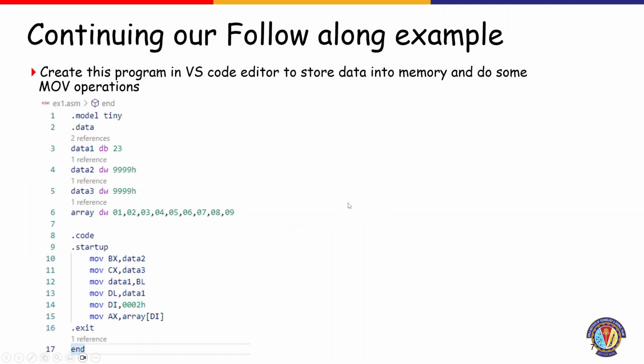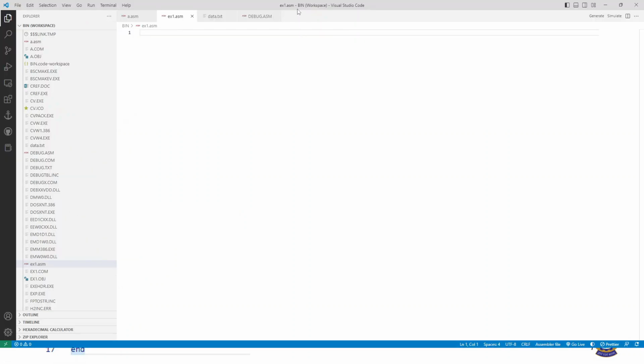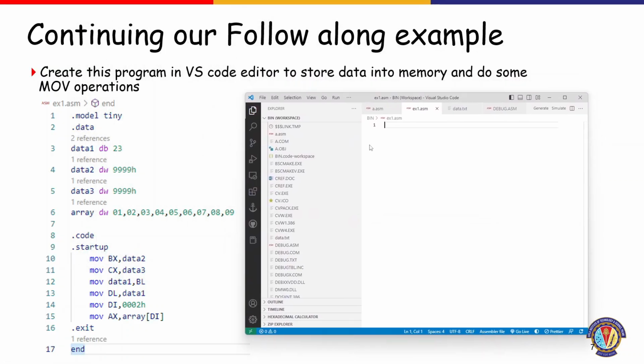So continuing with our follow along example, which we have just right now opened in the workspace. Let's create this program in VS Code editor to store data into memory and do some move operations. So pause the video right now and take some time to create a new file and write your code there. I'll do it right now.